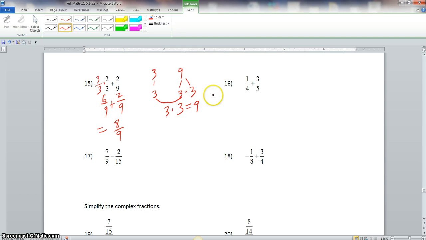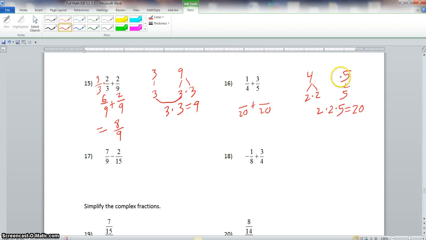So that is it for problem 15. Now we go to 16. We have 4 and 5 for our denominators. The prime factorization of 4 is 2 times 2, and the prime factorization of 5 is just 5. Now we will build our least common denominator. There are no numbers matching up, so we will bring all the prime numbers down and multiply them, which will give you 20. So our common denominator here is 20.